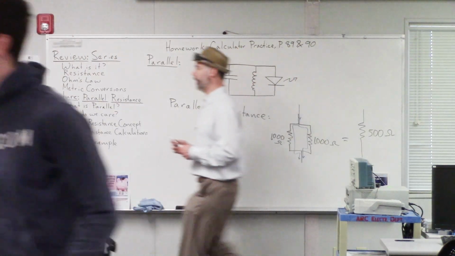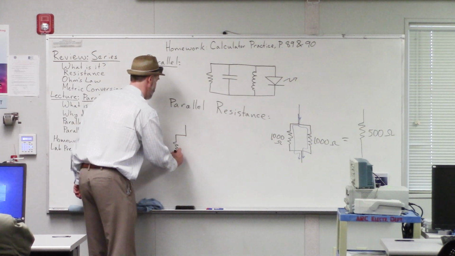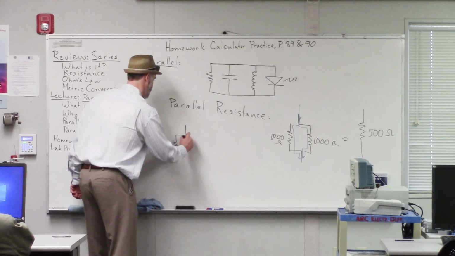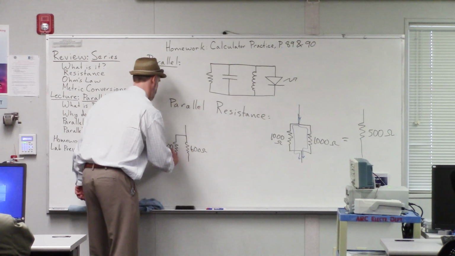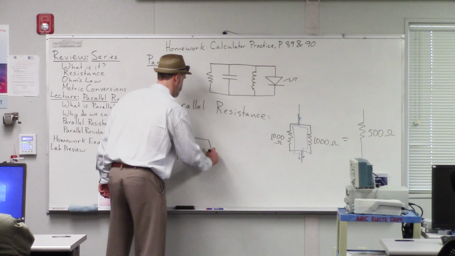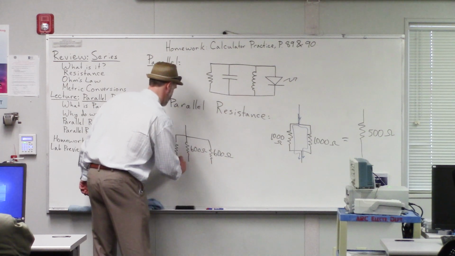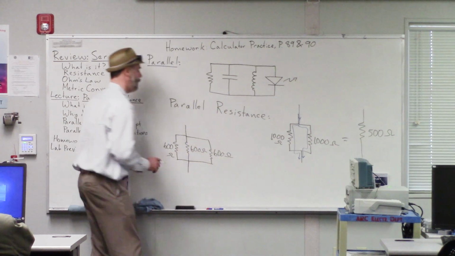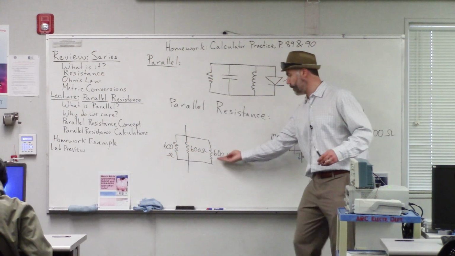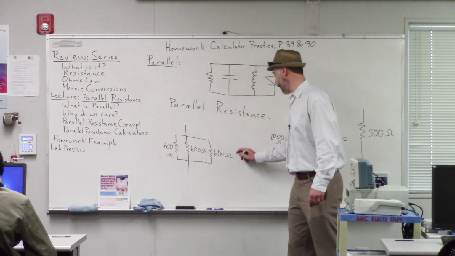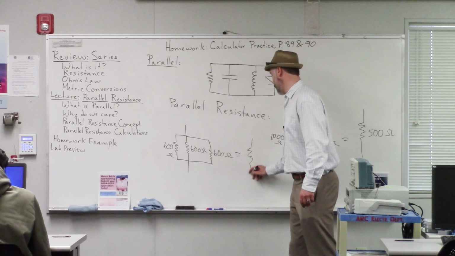If we had, say, a circuit where we had 3 resistors in parallel, 600 ohms, 600 ohms, and another 600 ohms, then the equivalent resistance would be one of those resistor values divided by the number of resistors. So that would be 600 divided by 3. So that gives you just 200 ohms.